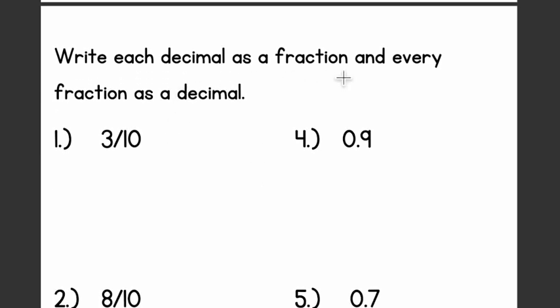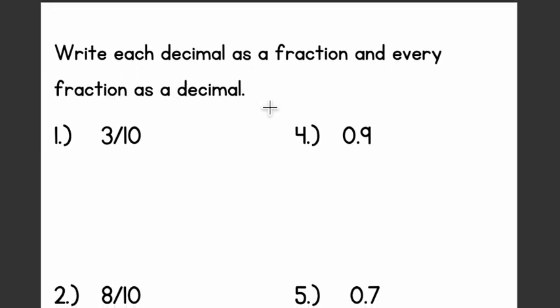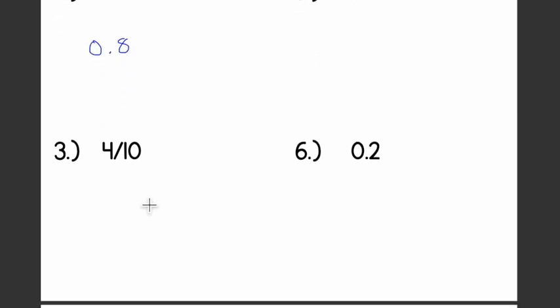Write each decimal as a fraction and every fraction as a decimal. So we're just switching between the two. For number 1, we have 3/10. As we said earlier, 1/10 is equal to 0.1. So 3/10 would be equal to 0.3. For number 2, we have 8/10. This is the same thing. This would be 0.8. And for number 3, we have 4 divided by 10, which is 0.4.